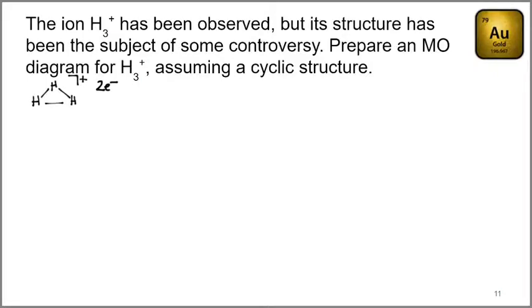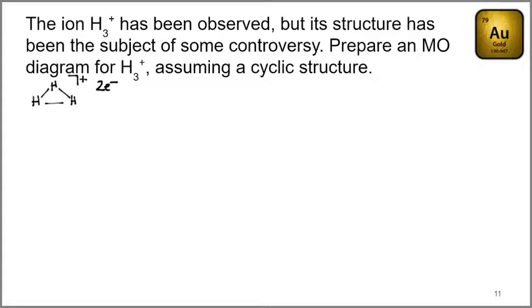A couple of you had questions about this question, so here, I'll work it for you and then we can talk about it more. The H3 plus ion has been observed, but its structure has been the subject of some controversy. Prepare an MO diagram for H3 plus, assuming a cyclic structure. So I've drawn a sort of Lewis structure version of the cyclic structure here.